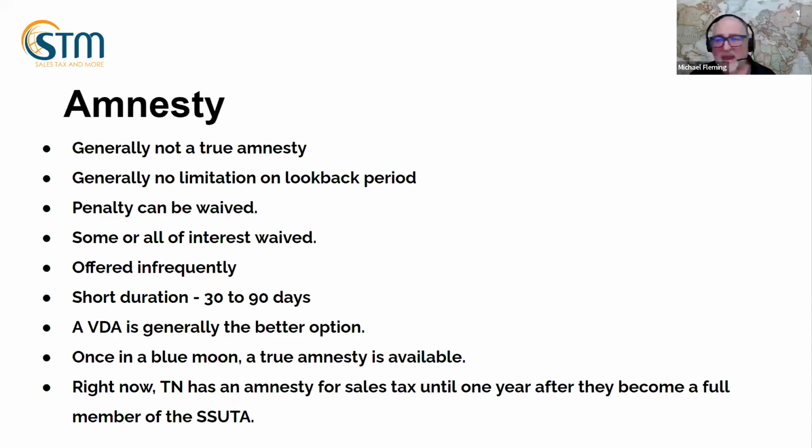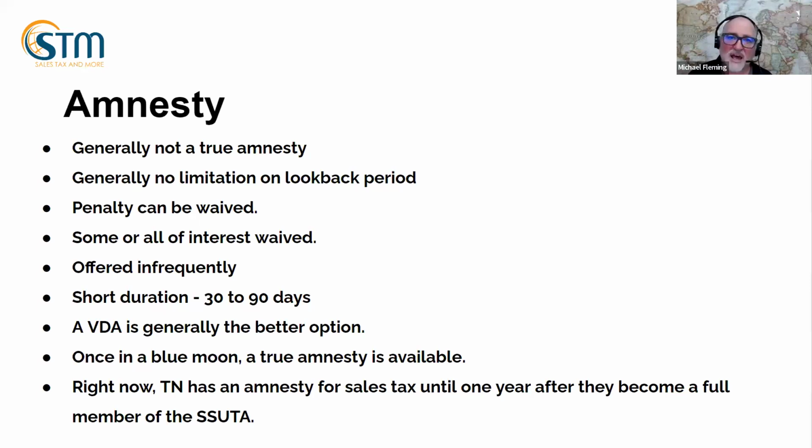All right, amnesties. Amnesties are usually not the best program out there because they're not true amnesties. You still have to pay the back tax. And unlike a VDA, which has a limited look back period, generally there's no limitation on the look back period when it comes to an amnesty. Penalty can be waived, and some or all of the interest can be waived. Usually they're more generous when it comes to interest waivers during an amnesty. They're offered very infrequently and they're short duration, 30 to 90 days along those lines.